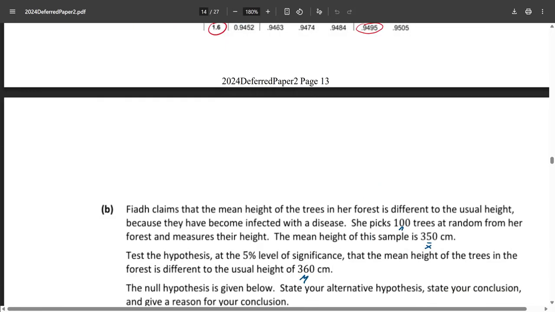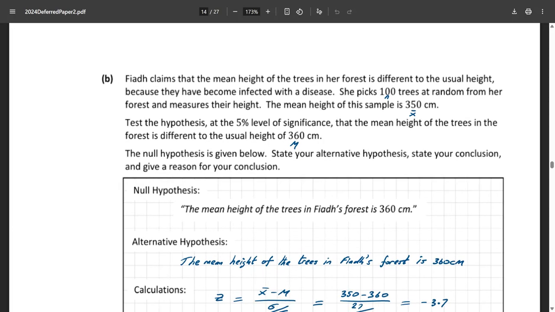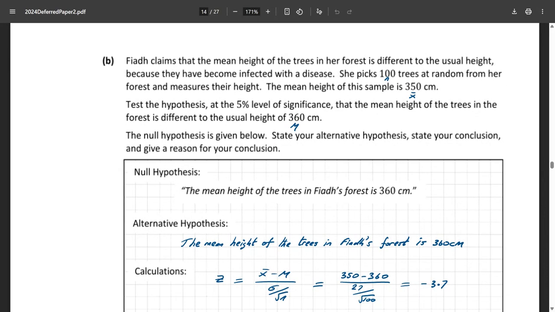On to the next part. So this is the whole concept of hypothesis testing. For the null hypothesis, we're making a claim, and the claim is that the mean height of trees is 360 centimeters. What's the opposite to that? Basically the alternative hypothesis, that the mean height is not the mean height of trees in the forest.